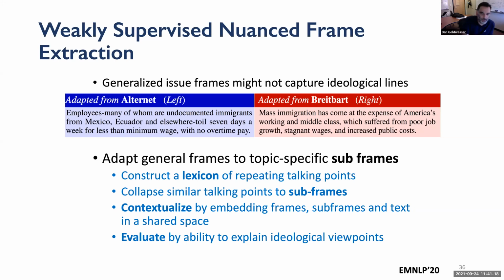I won't go into the way we did it. It is essentially embedding the different frames that are being used, and then trying to cluster them again such that more coherent subframes can be extracted.